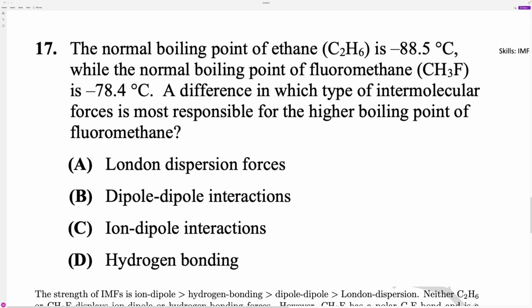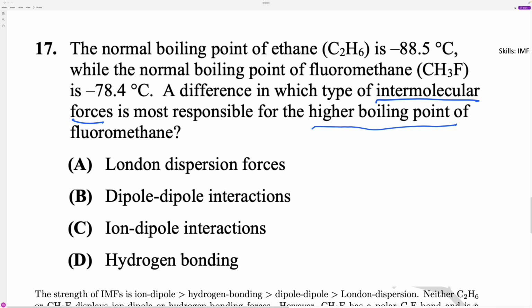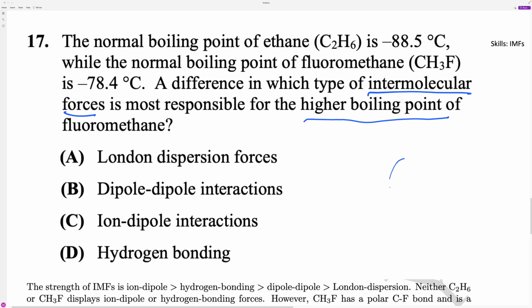Now 17 is testing IMFs, and we can see that, of course, from the details in the question, the type of intermolecular forces. We can also see that it's asking for the higher boiling point, and we know higher IMFs cause higher boiling points. So we're going to compare the IMFs of both ethane and fluoromethane to answer this question. Ethane is a fairly standard alkane. It's just 2 carbons surrounded by 6 hydrogens.